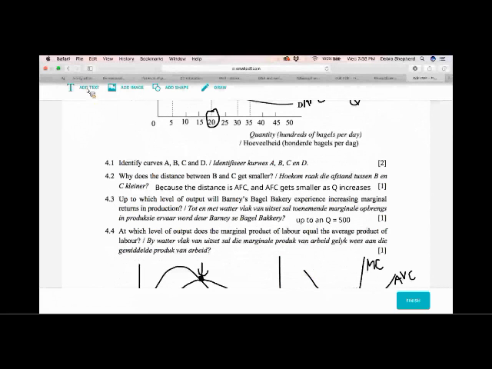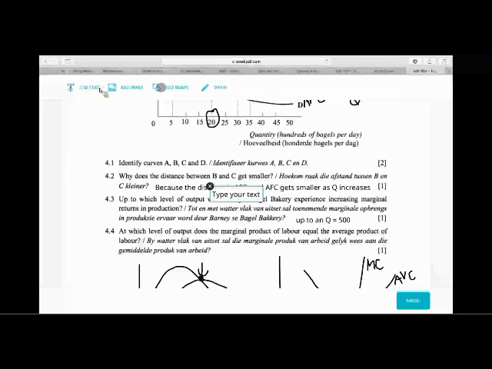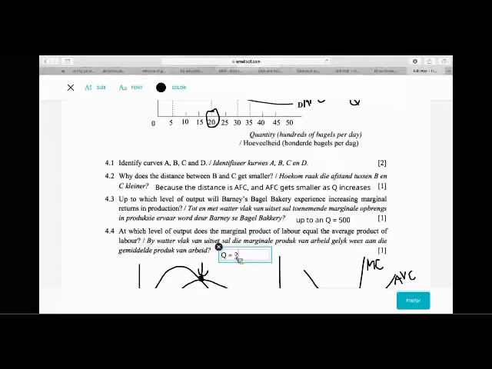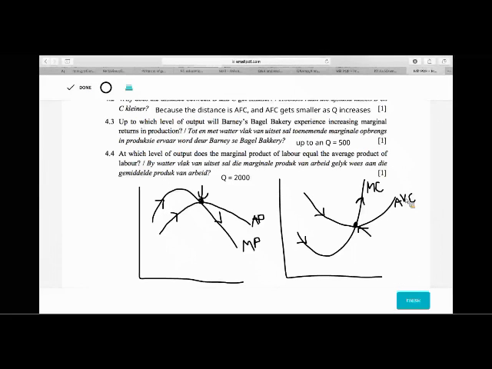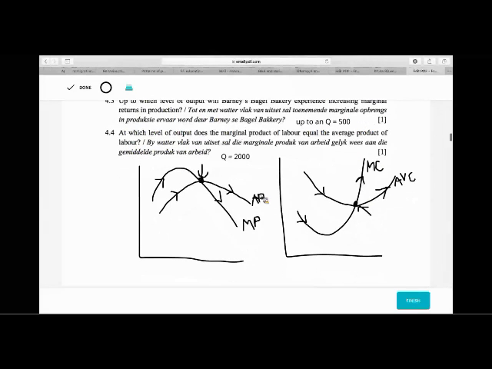So the answer to question 4.4 is a quantity of 2,000. When average product goes up, average variable cost goes down. When average product goes down, average variable cost goes up. So to answer Caitlin's question, why are the average curves U-shaped? The reason why these curves are U-shaped is because of the relationship between marginal and average values.